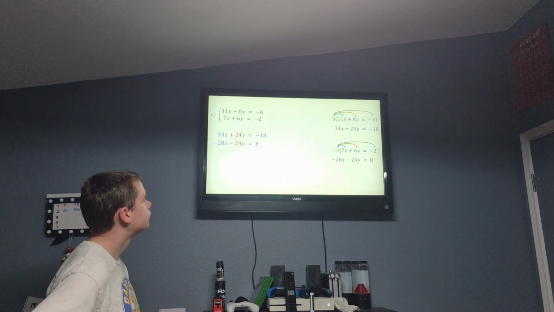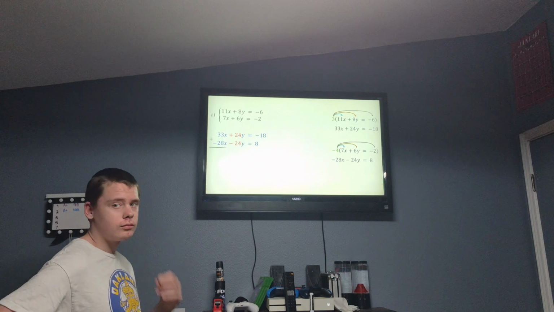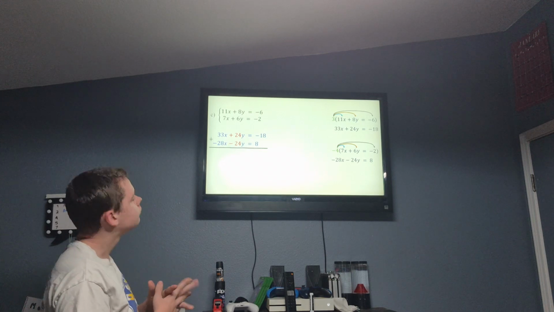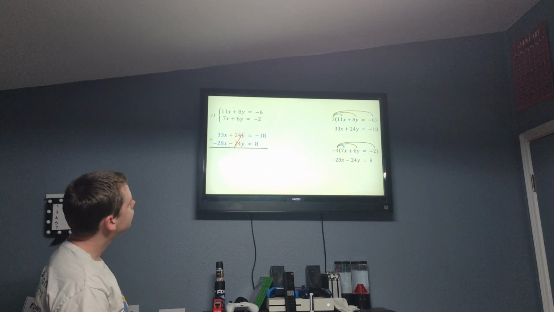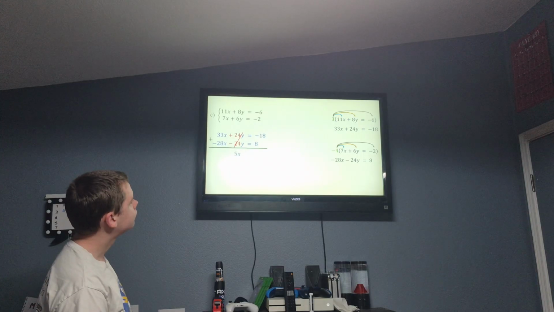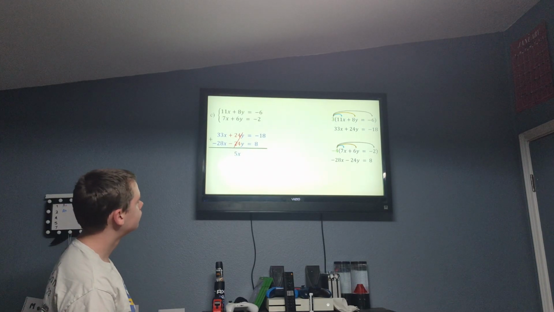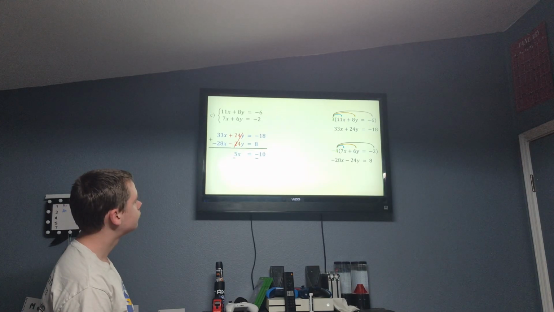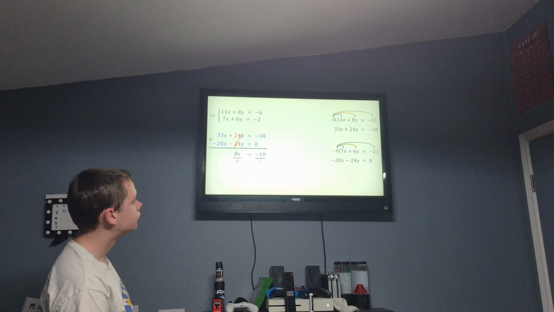Now that the coefficients of the y terms are opposites, the next step is to add these two equations. Cancel out these. 33x plus negative 28x is 5x. Negative 18 plus 8 is negative 10. Now, if you divide both sides of the equation by 5, you get x equals negative 2.